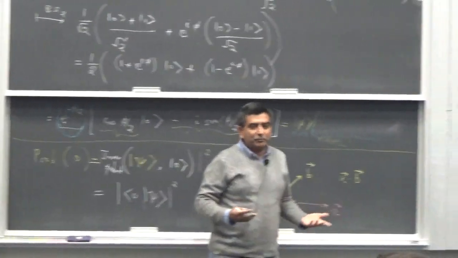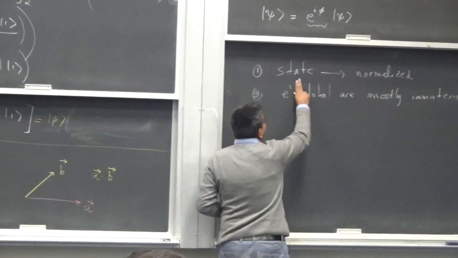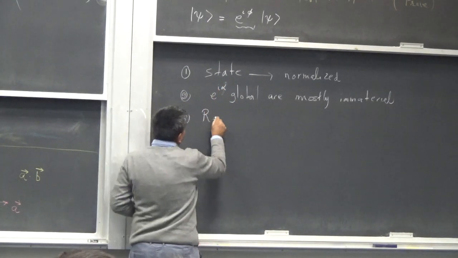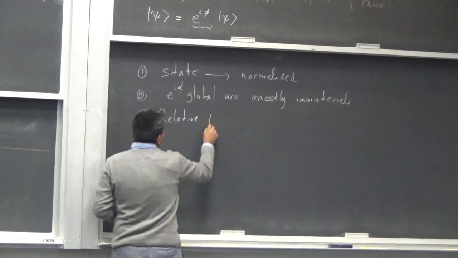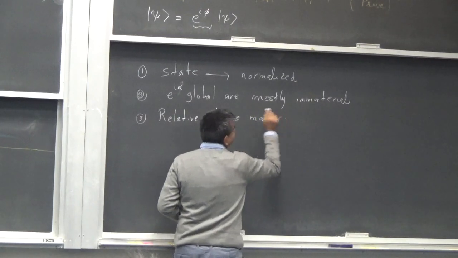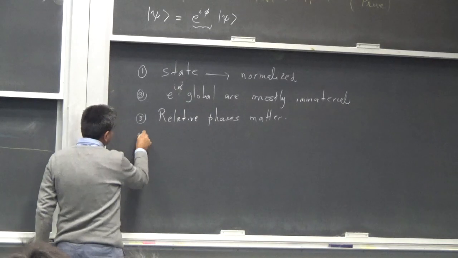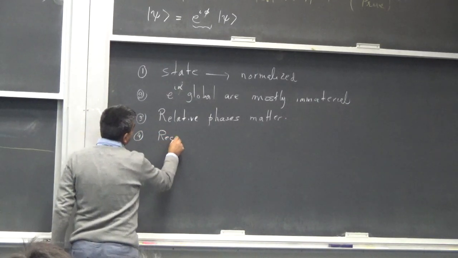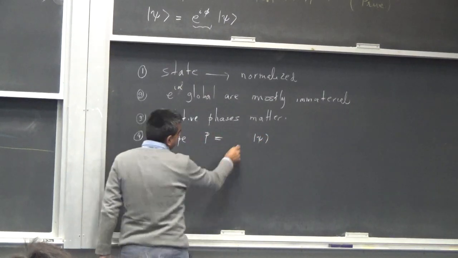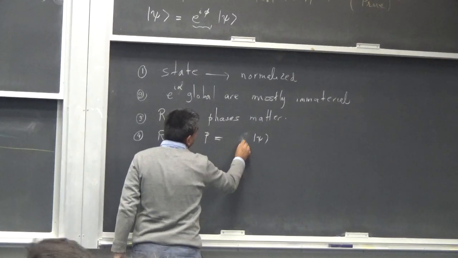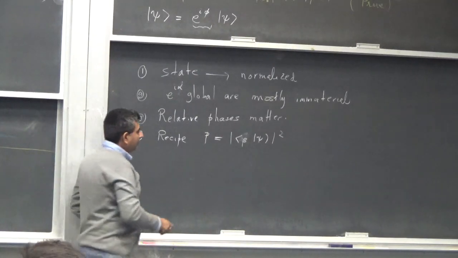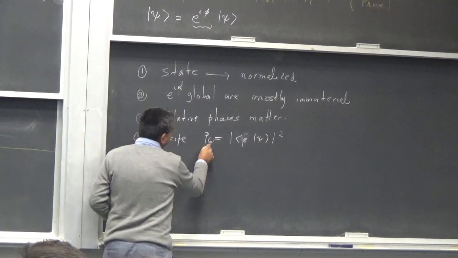Take any phi, take any alpha. Any alpha, right? Any angle. So relative phases matter, and they matter quite a bit, right? And we also have a recipe for finding probability. You overlap the quantum state with your desired outcome, let's call it ket beta, and take the modulus square. This gives you the probability of an outcome beta given a quantum state psi.